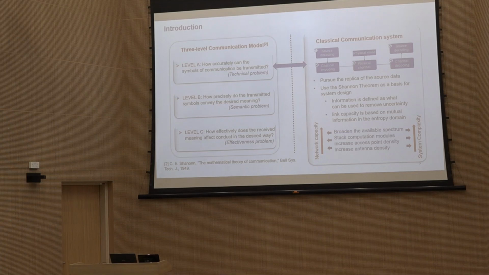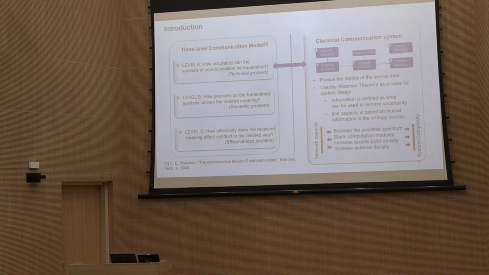Now we look at the three-level communication model. Level A, we are concerned with the question, how accurately can the symbols of communication be transmitted? This is the technical problem. The next level is level B, where we try to answer the question, how precisely do the transmitted symbols convey the desired meaning? And this is the semantic problem. The next level, level C, we need to answer how effectively does the received meaning affect conduct in the desired way. This is the effectiveness problem. In other words, it means how can we use the information to achieve the objective or the goal of the communication, for example, to make a decision.